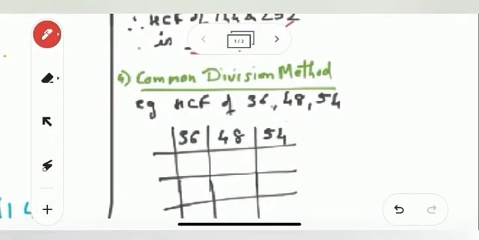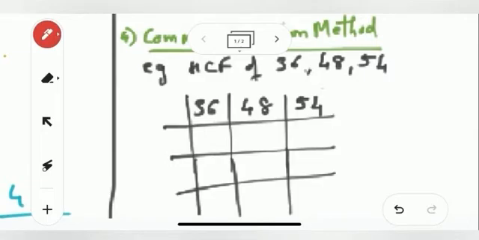The next, fourth method is the common division method. Common division method is again easy. You just have to divide it commonly. So it is common for all of them. Now if you see, they all are even numbers, so 2 will be common for all of them. So in 2's table, 36 goes 18 times, and 16 is 8 times, your 2 4s are 8, 2 7s are 14.